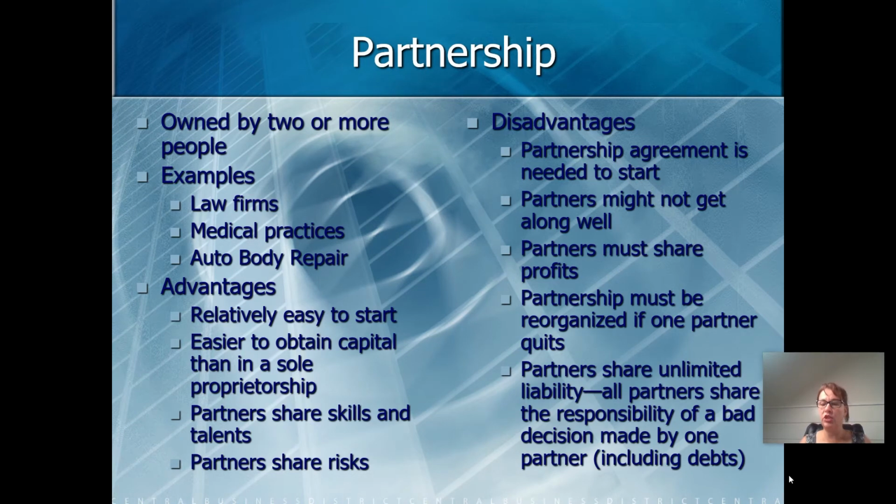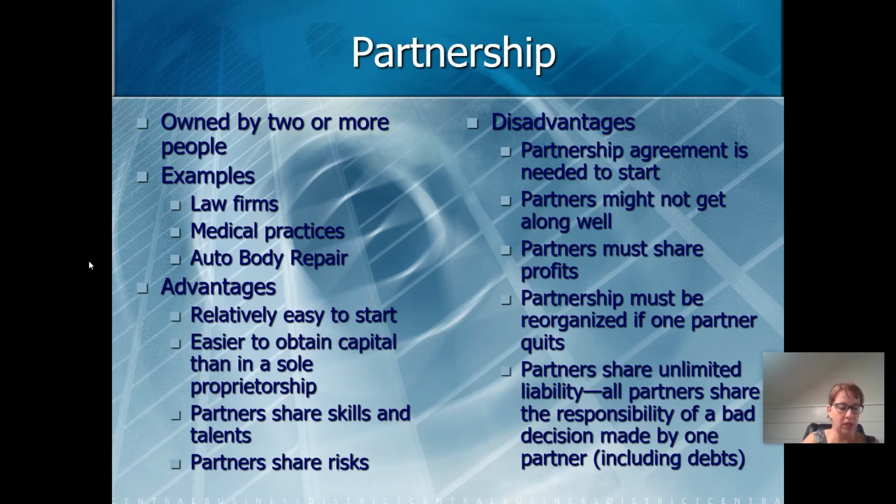So what we're going to do now is move over to partnership. In moving over to partnership, it's very similar to a sole proprietorship, but the difference is it is owned by two or more people. So I want you to notice it's owned by two or more people. And examples would be law firms, medical practices, and auto body repair. So this is not necessarily the only types of partnerships. It just happens to be the ones that we're using for examples.